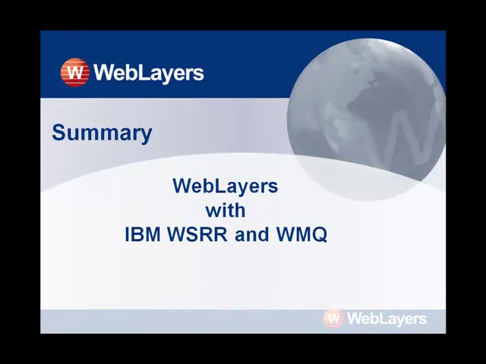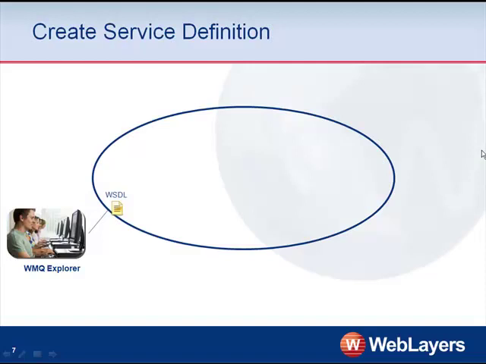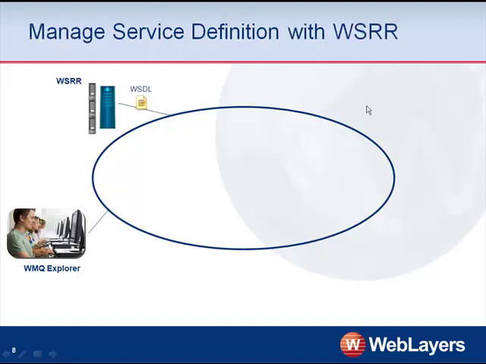So to summarize what has been presented today, using WMQ Explorer, a service definition is created and then in the form of a WSDL exported out to the file system. The service definition is managed with WSRR. We saw today a load of a WSDL document, and also the transition of that document from one state to another.